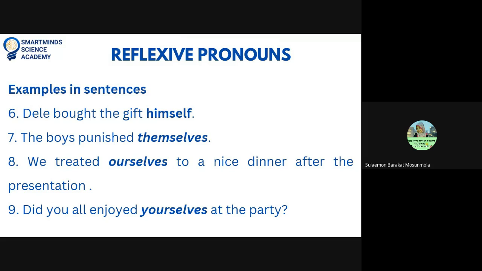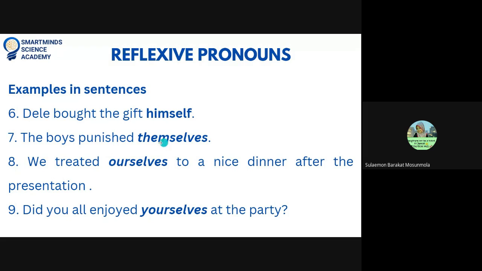But when you talk about it in the objective case, that is receiver of action, that is where you say, oh, the teacher beats Dele, Wale, and Folarin. So if you want to change Dele, Wale, and Folarin to pronoun, it would be the teacher beats them. The teacher beats them. So them in that case is in the objective form. So now we are talking about this to be in the objective form.